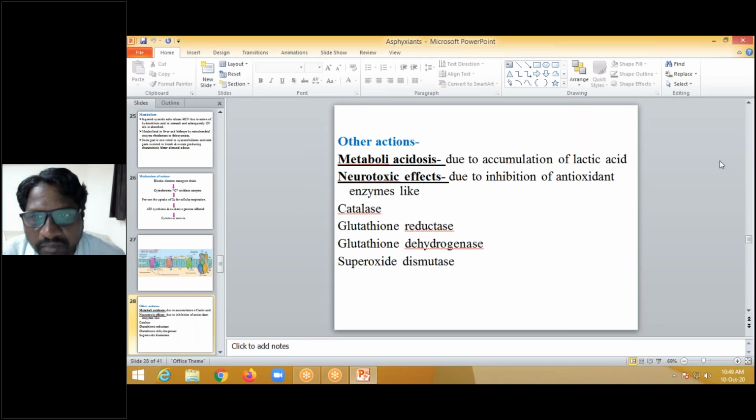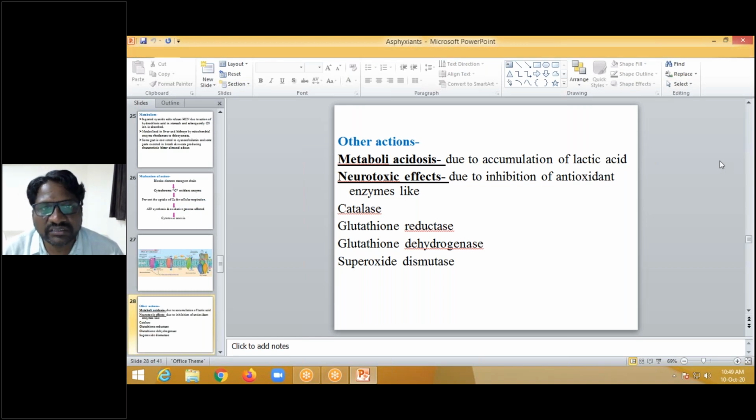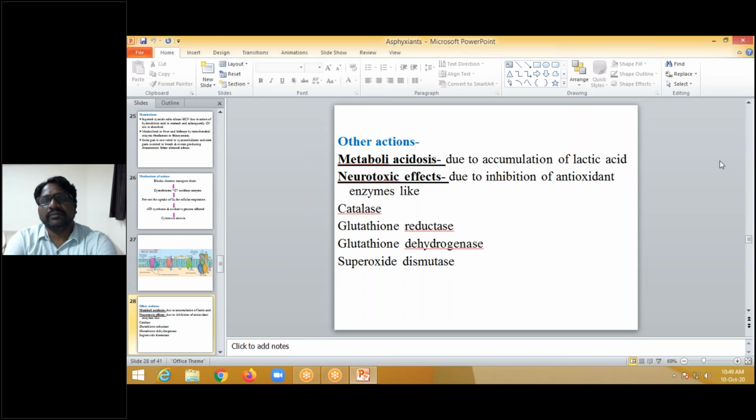Okay. So come to the other actions. Metabolic acidosis is due to the accumulation of lactic acid formed in the body by the cyanides. The neurotoxic effect is due to the inhibition of antioxidant enzymes like catalase, glutathione reductase, glutathione dehydrogenase and superoxide dismutase. These are the enzymes which are inhibited by the cyanide and may lead to the neurotoxic effects. And metabolic acidosis is due to the formation of lactic acid.